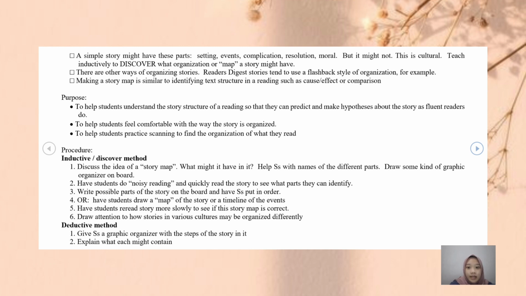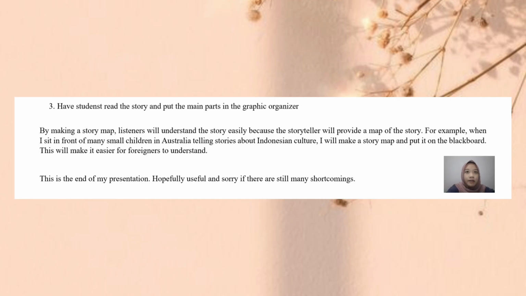The deductive method is 1. Give students a graphic organizer with the steps of the story in it. 2. Explain what each might contain. 3. Have students read the story and put the main parts in the graphic organizer.